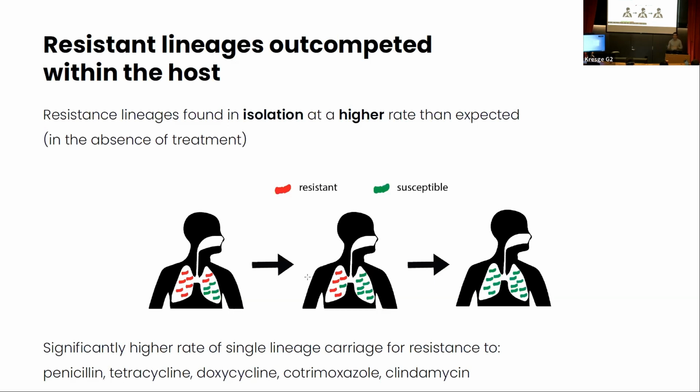So this is a slide aside, but we could also look at whether certain resistant lineages outcompeted susceptible lineages, or whether it was the other way around, so susceptible lineages outcompeting resistant lineages. And this is quite important for a lot of models of the dynamics of resistance in Streptococcus pneumoniae populations. And what we found was that resistant lineages tended to be found by themselves within a child much more often than we would expect, given their overall prevalence within the population. So they were more likely to be found in isolation, which suggests they're probably outcompeted by susceptible lineages within the host.